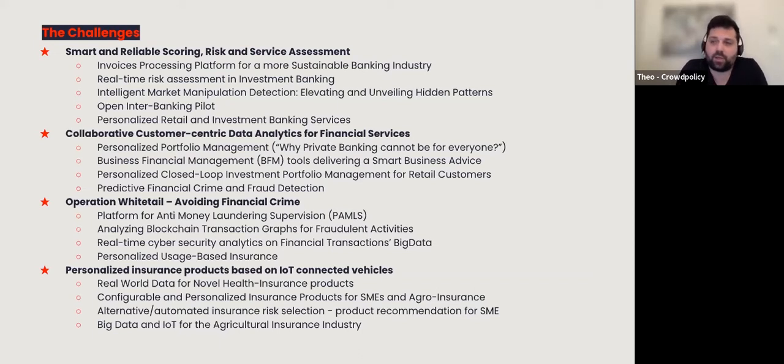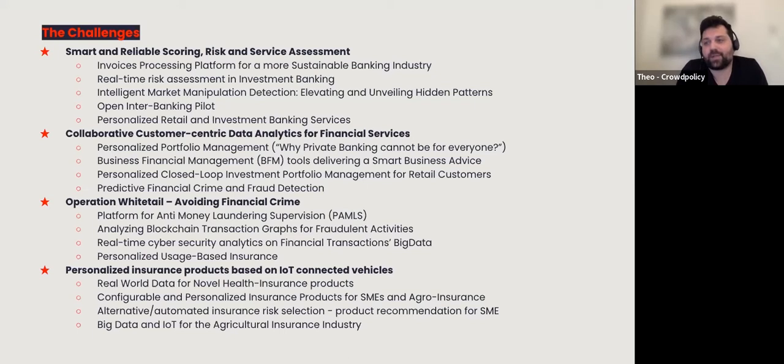So the next one is about operational whitetails and avoiding the financial crime. So we're talking about anti-money laundering supervision. We're talking about blockchain transactions, how we can make them even more secure, how we can use the blockchain technologies to improve the security around other activities on the financial sector. We're talking about cybersecurity analytics based on big data, ideally, and something that we call personalized user-based insurance. So stuff around how we can make sure that everything is according to the regulations and how we can avoid shady operations happening in the fintech sector.